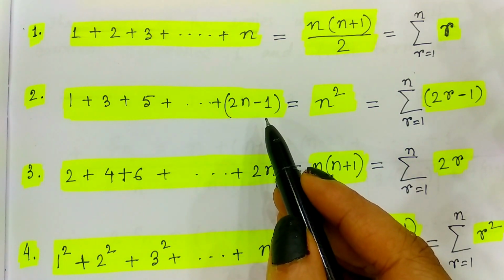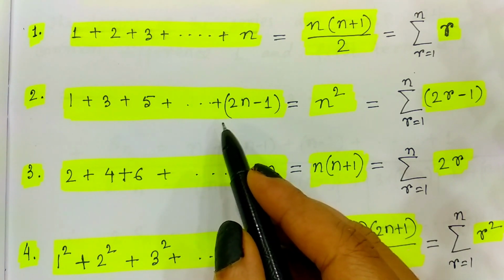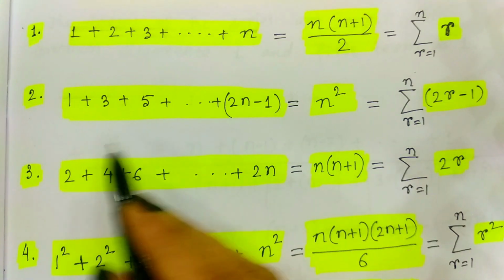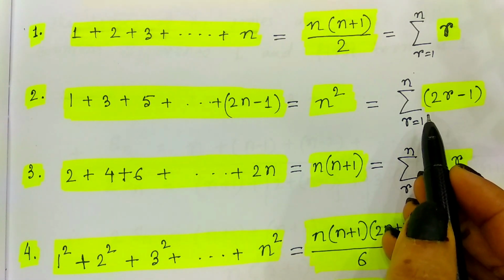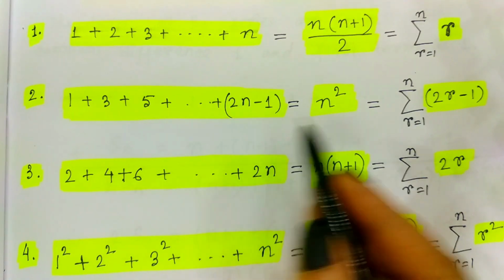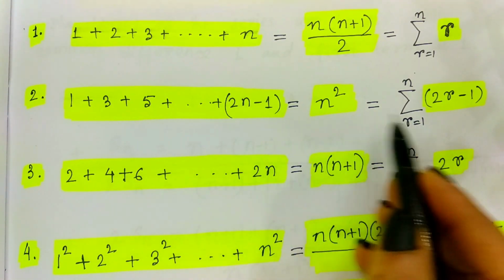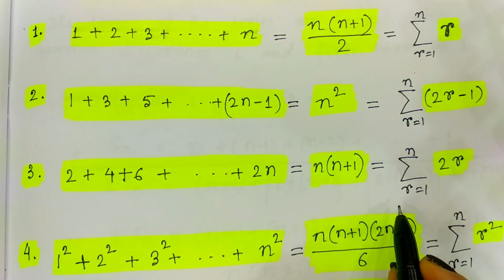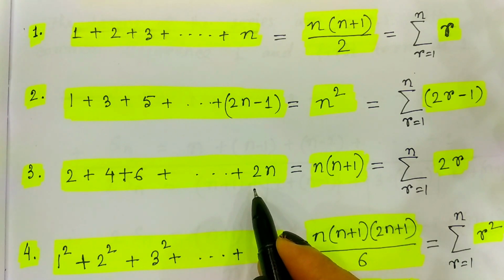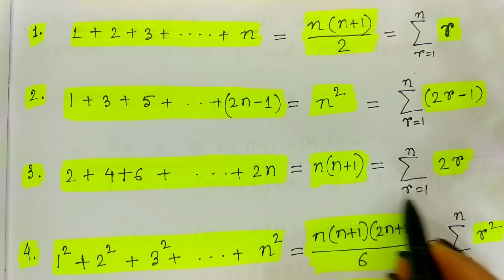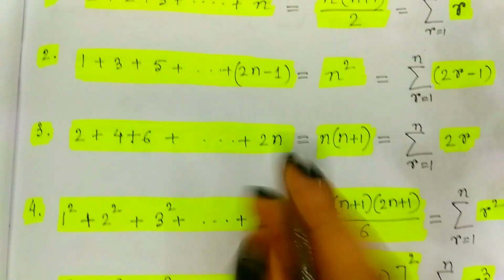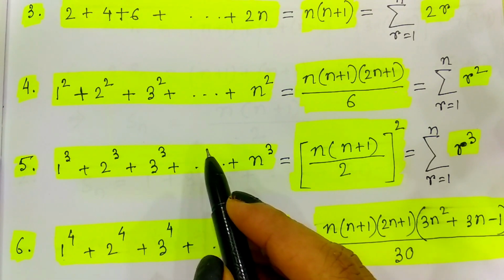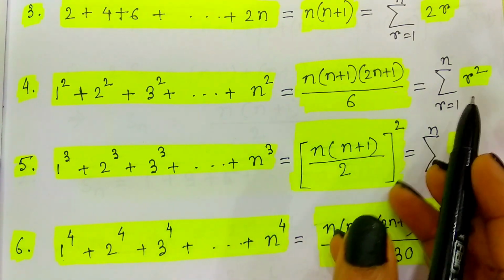Similarly, if we consider this one, the general term is 2r minus 1, because if we substitute r equals 1, we get the first term, which is 1. If we substitute r equals 2, the second term is 3. In this way we will find each and every term if we substitute r equals 1, 2, 3 respectively. If we consider this third one, then its rth term or general term is 2r, and its summation represents the entire series. If it is 1 square, 2 square, in this way, then definitely if we consider the general term as r square, it will represent the entire series.